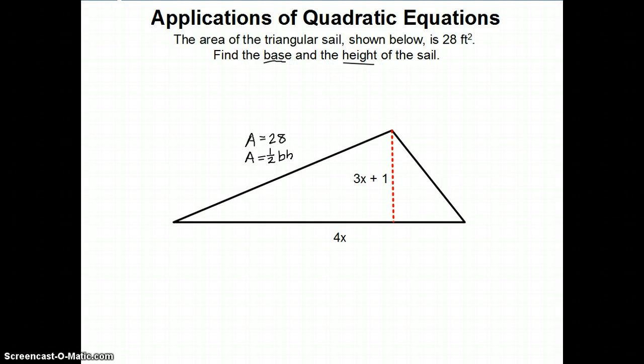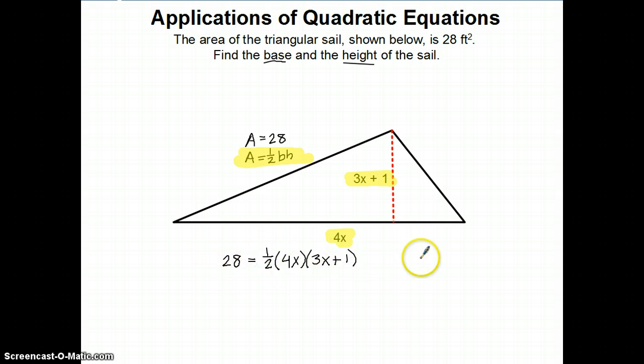Well, looking at our diagram, the base is 4x and the height is 3x plus 1. So what I'm going to do is simply plug all of that information into the formula that relates it all, where area equals 1/2 base times height. So if area is 28, I have 28 for A equals 1/2 times the base, which is 4x, times the height of my rectangle, which is 3x plus 1.